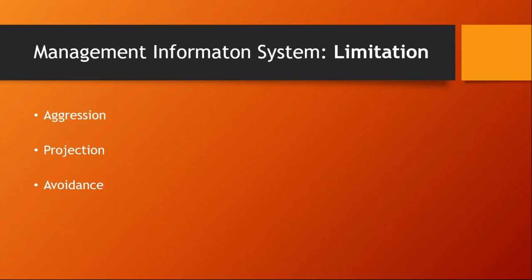And number two is projection. Projection has to do with a psychological mechanism of blaming difficulties on someone or something else. When employees blame the management information system for problems caused by human error and other factors unrelated to the system, projection has taken place. Even when they make a mistake, instead of taking responsibility that they are the ones that made the mistake, they'll blame it on the system. You understand? So once you've done that, that's referred to as projection.